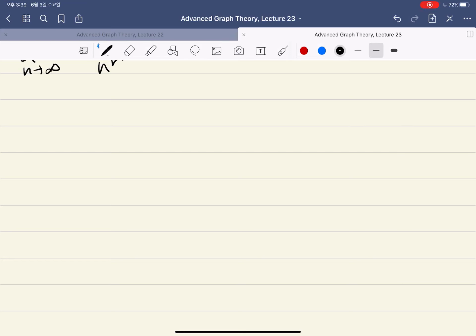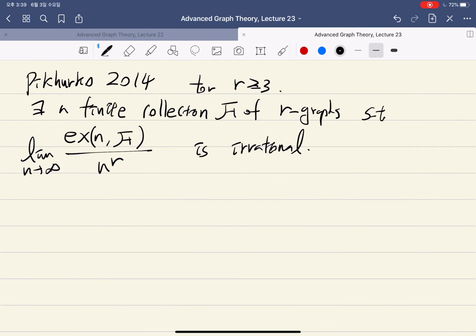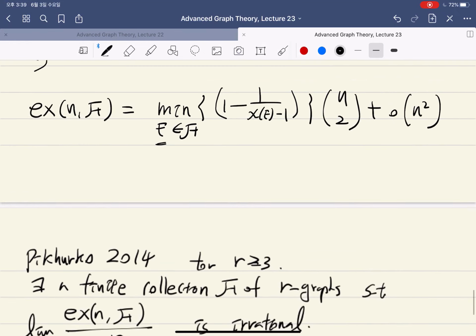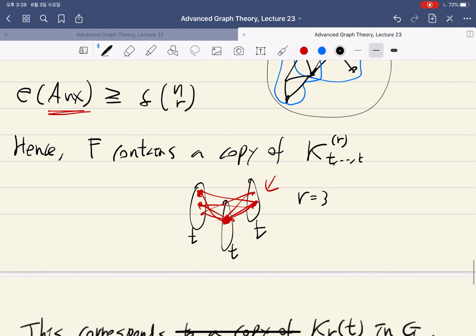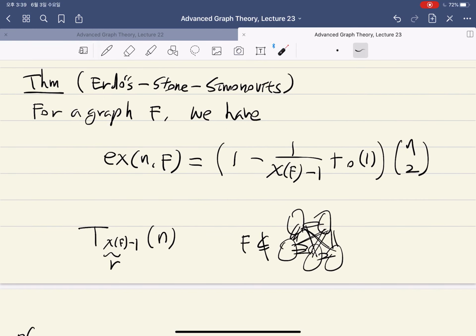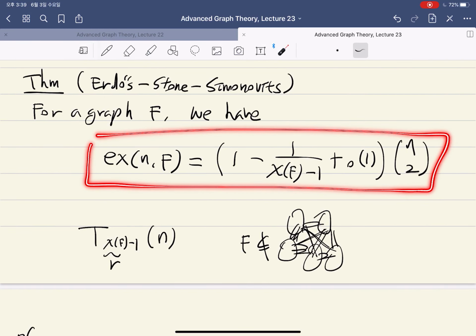So now let's consider some general lower bound on the extremal number, not lower bound, okay. So before that, we have proved this Erdős-Stone-Simonovits, which determines, roughly determine the extremal number of given graph F.